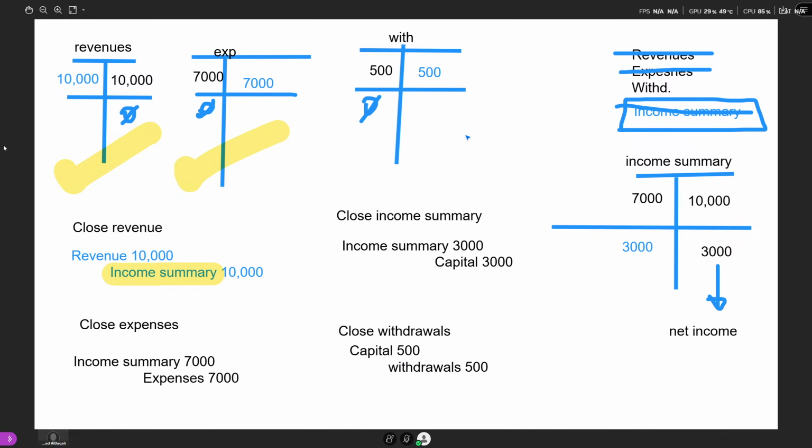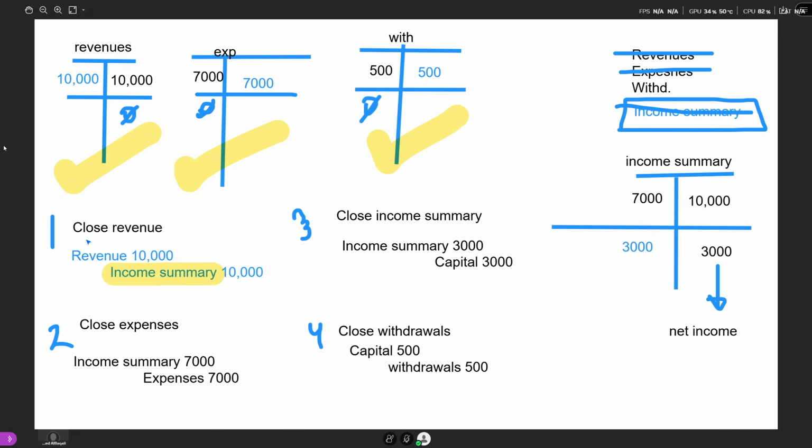So at the end of the period, when you are done preparing the financial statements, what you need to do is to record 1, 2, 3, and 4 entries. So at the end of the period, when you are done preparing your financial statements, you need to close the temporary accounts that you no longer need.